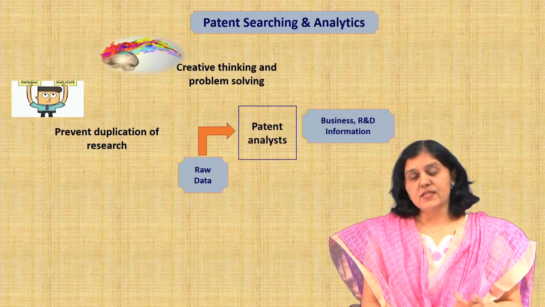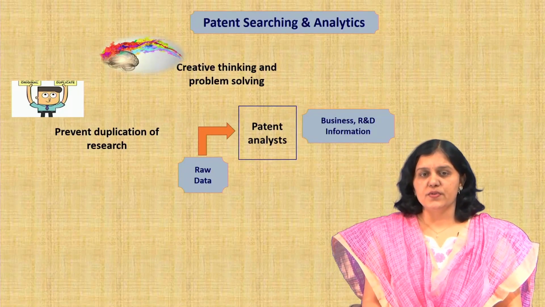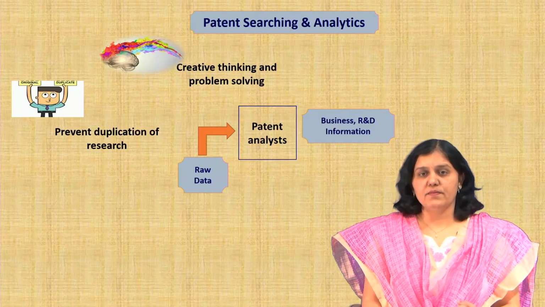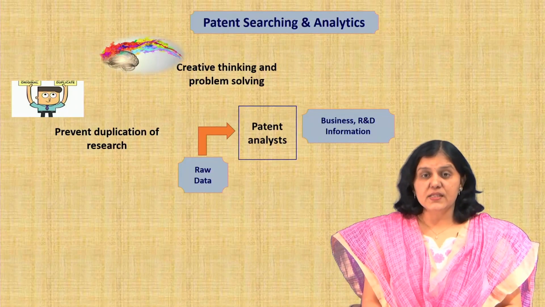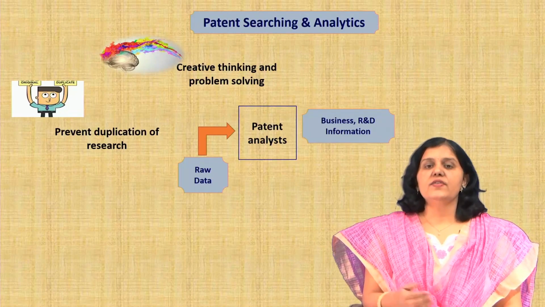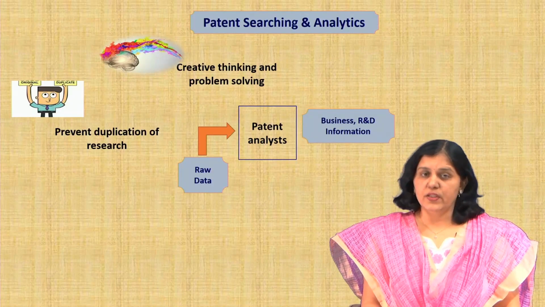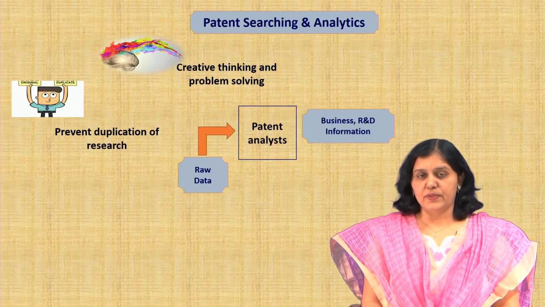So, to avoid this duplication, it is necessary to use patent analytics. Rather, all research activity must have a mandate to do patent search thoroughly. Then the quality of research can be improved. This can be a part of the literature review in your research. Now, see this example.